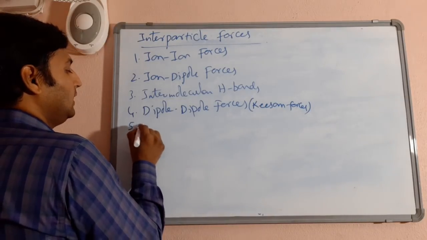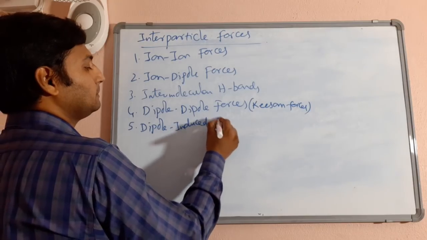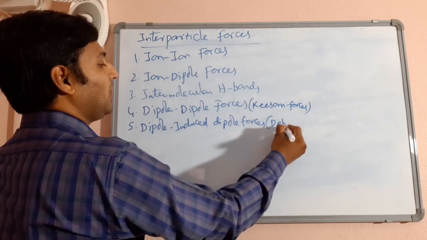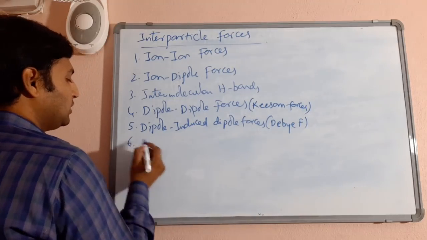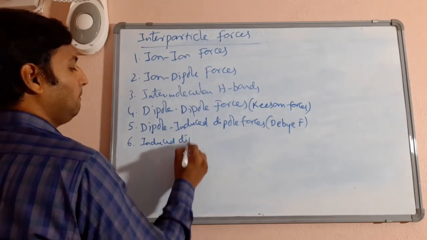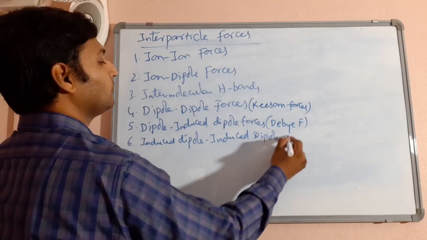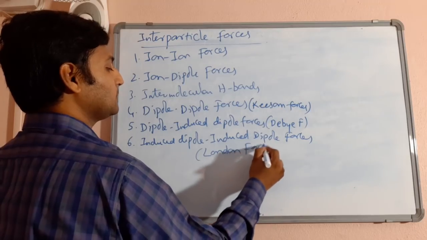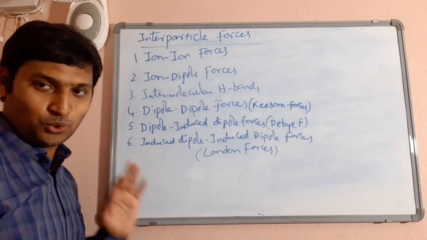Number 5, dipole-induced dipole forces, named as Debye forces based on the scientist who named them. Number 6, induced dipole-induced dipole forces, most popularly named as London forces. Okay, now these 3 are together called van der Waals forces, you know that.